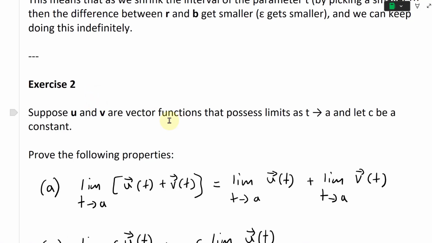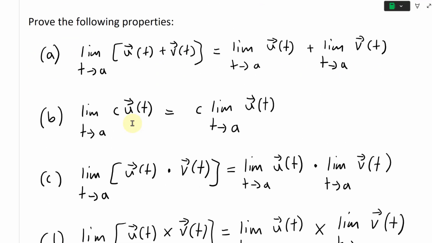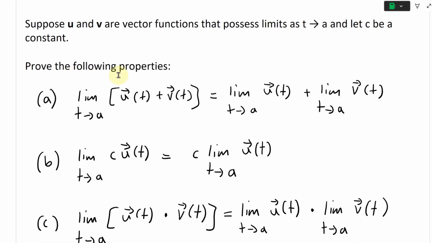Exercise 2 finally. All right. So suppose u and v are vector functions that possess limits as t approaches a, and let c be a constant. We're asked to prove these properties and basically just show that they're the same thing as for regular limits. So prove the following properties.